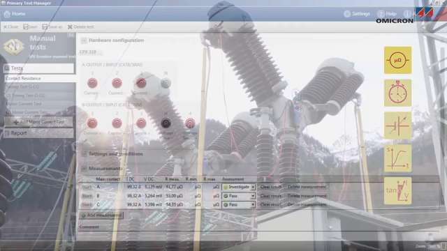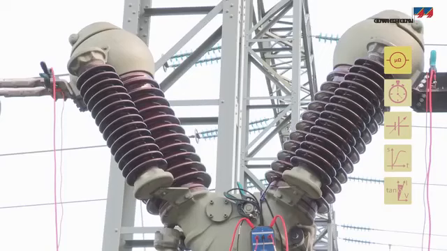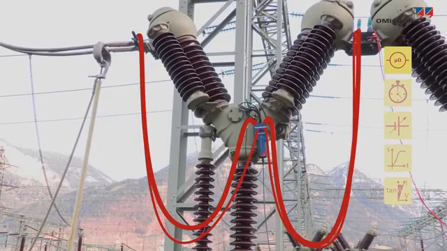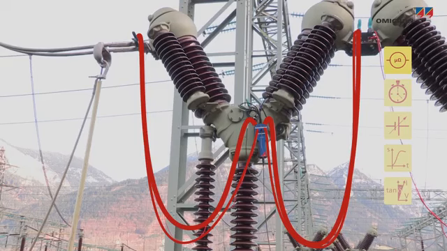The first test usually performed on a circuit breaker is the static contact resistance in the closed position. The static contact resistance is determined by injecting a high DC current while the voltage is measured via a separate set of cables.